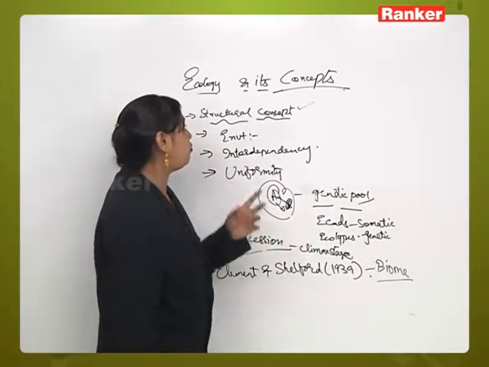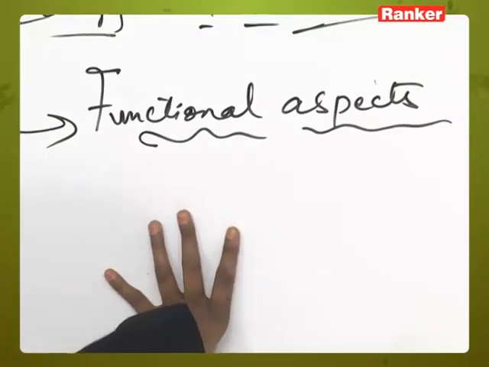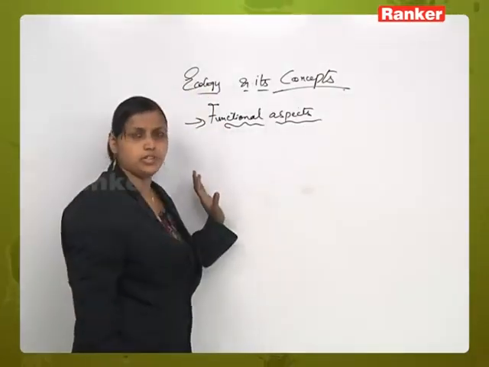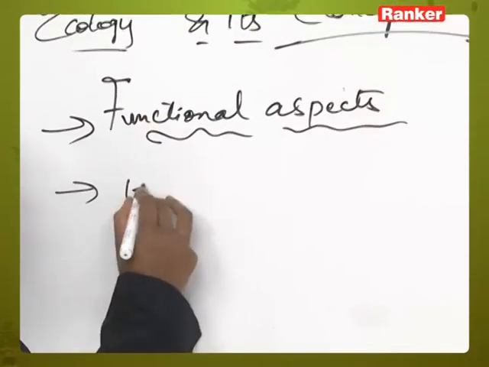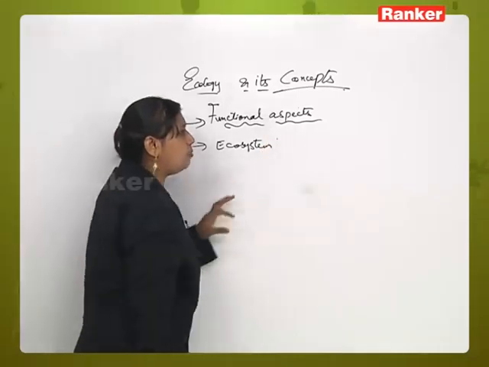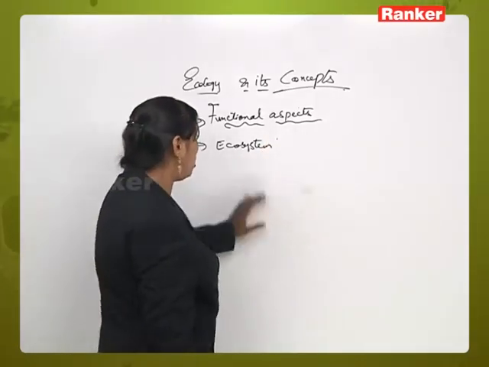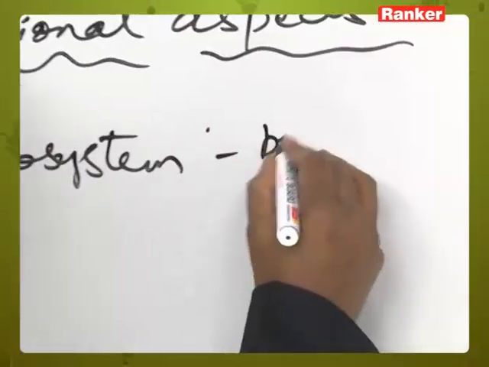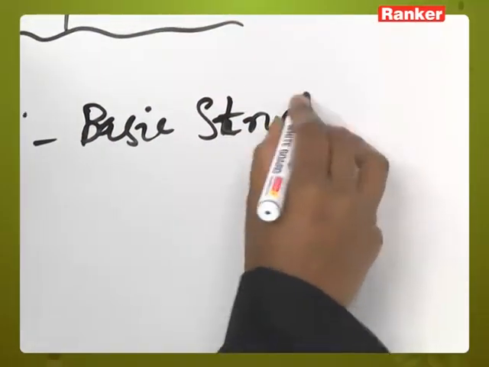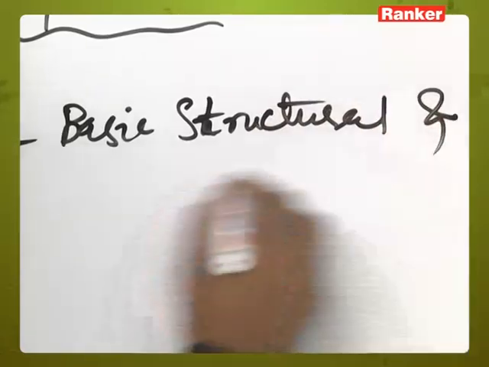Now we will deal with the functional aspects. As we have studied the structural concept earlier, now we will study the functional concept. In functional concepts, we will first study what ecosystems are. We will take the basic structural unit of nature, the ecosystem. What are these? Basic, structural and functional units.